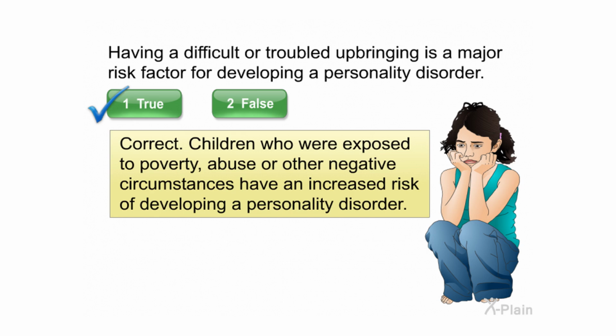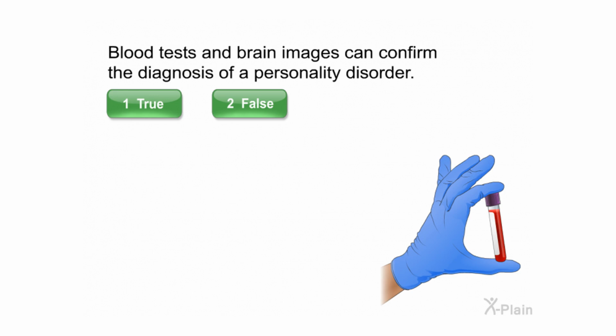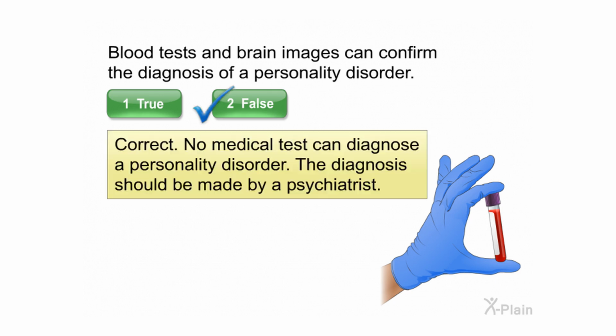disorder. Blood tests and brain images can confirm the diagnosis of a personality disorder. Select true or false. Correct. No medical test can diagnose a personality disorder. The diagnosis should be made by a psychiatrist.